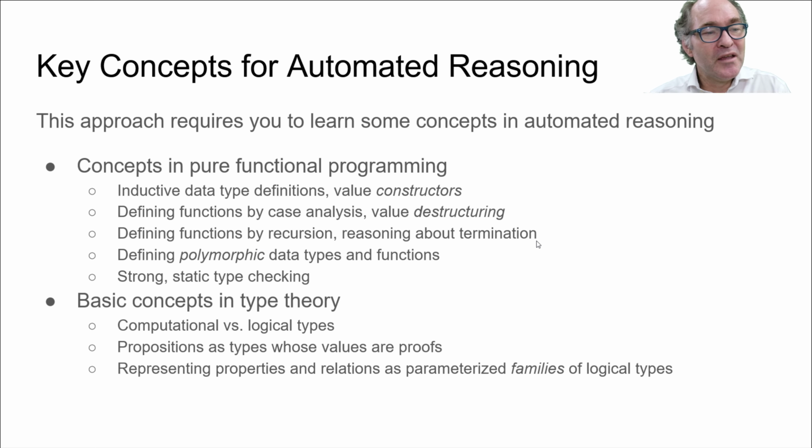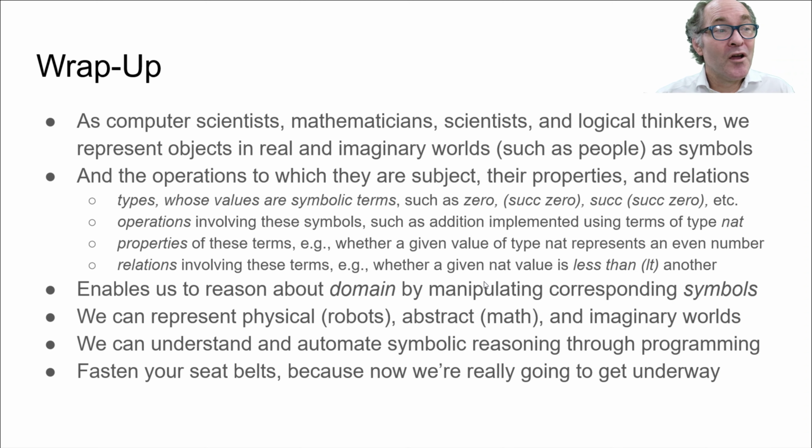So in terms of basic type theory, you're going to need to learn about this notion of static and strong type checking, computational versus logical types. I don't expect you to know what that means right now. Propositions as types, whose values are proofs. I don't expect you to have anything other than a glimmer of intuition for what that might mean. And how we can represent properties and relations as parameterized families of logical types. That sounds terrible or scary or just cool. And again, I don't expect you to know what that means right now. But by the end of the class, I think you will. And I hope you have fun with it.